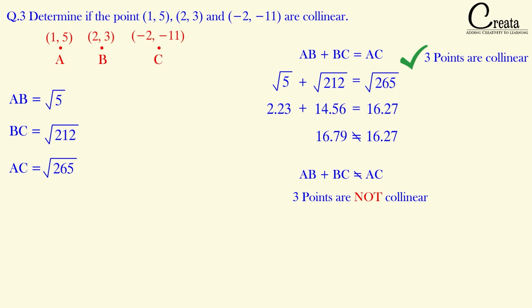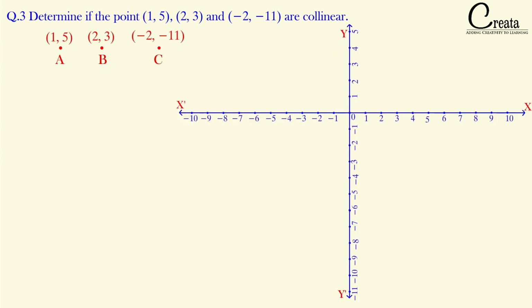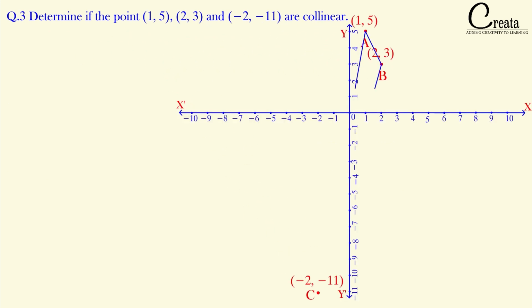Got it? These 3 points are not collinear. If you plot the 3 points on the coordinate plane, they will only form a triangle. These 3 points will not come on a straight line. So we have done with question number 3.